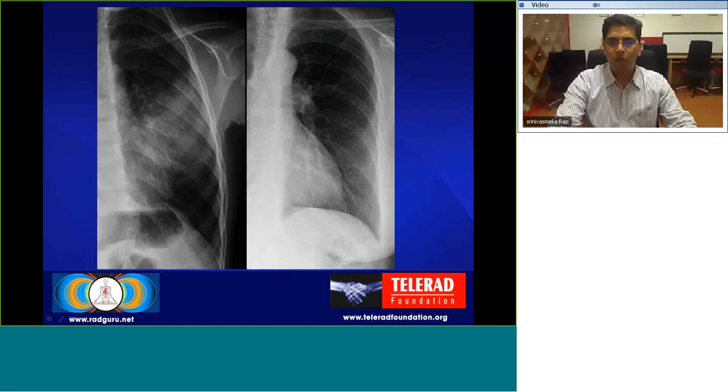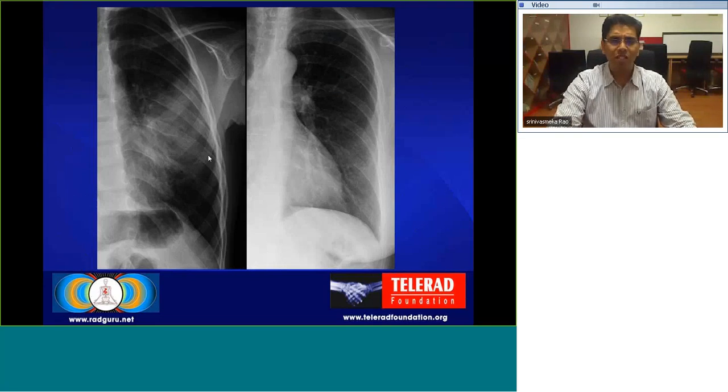So this is how a silhouette sign looks. On the right is a normal chest radiograph. You can see the left heart border is beautifully demonstrated, which has a sharp margin. Whereas on the left side, though this is an over-penetrated view, in spite of that, I'm not able to see the left heart border. That's because of the pathology. That's a pneumonia in the lingula that is causing that appearance.